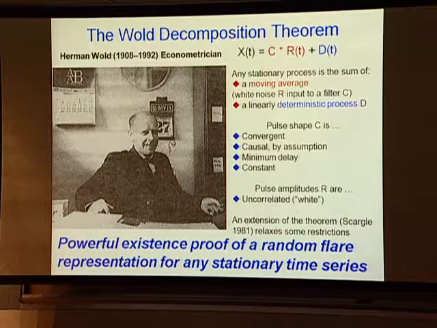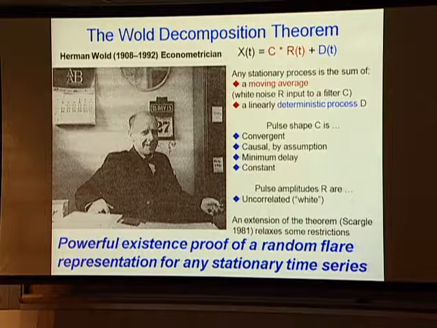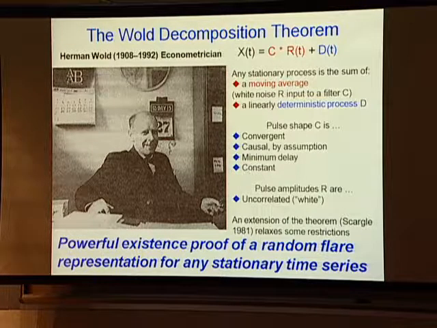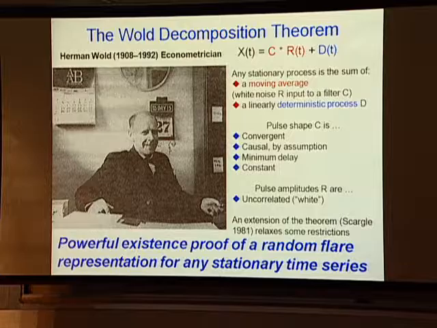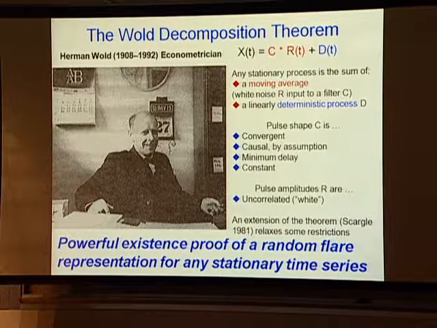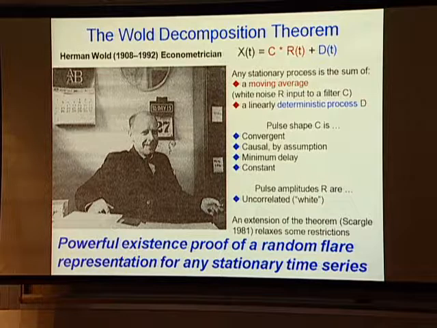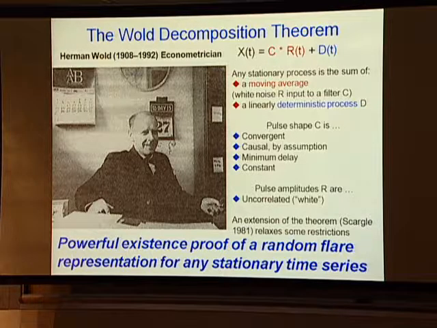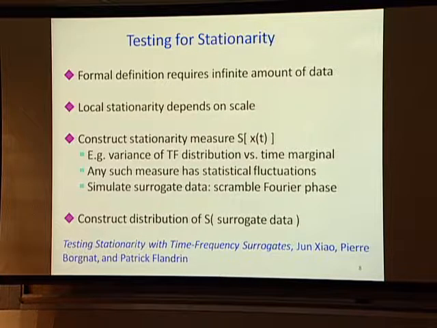In addition to being of this form, this pulse shape or flare shape has a bunch of properties which are quite restrictive. One of the interesting things is to understand how a physical process that, for example, doesn't have a constant flare shape, is possibly represented mathematically as a process that does have a constant flare shape. I still haven't quite understood that, but anyway, I think this should be regarded as a very important existence proof for astrophysical models.